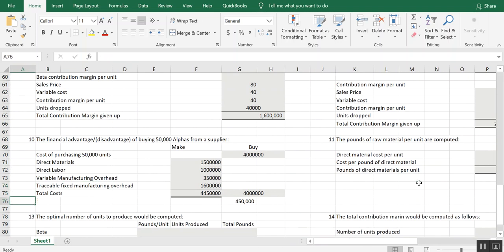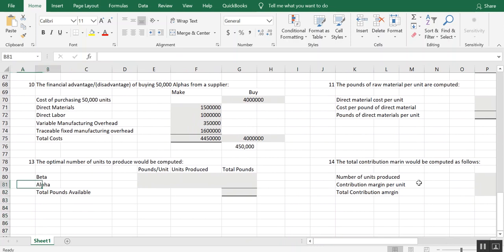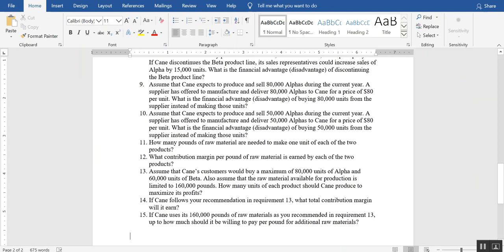So now we're going to look at the optimal use of the constrained resource. Okay, number 13, we'll go back over here to this problem. It says assume that Kane's customers will buy a maximum of 80,000 units of alpha and 60,000 units of beta. Also assume that the raw materials available for production is limited to 160,000 pounds. How many units of each product should Kane produce to maximize profit?